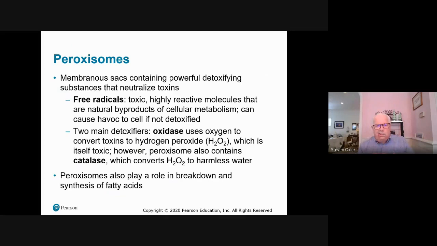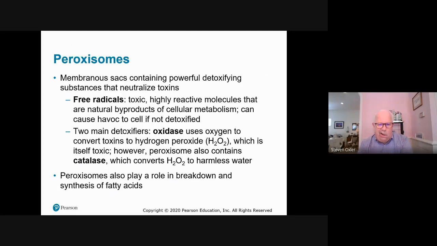Peroxisomes. Peroxisomes are sacs of enzymes, and these enzymes detoxify substances. They are used in detoxifying free radicals. Free radicals are toxic, highly reactive molecules that are the byproducts of cellular metabolism and can cause havoc in cells if not detoxified. Actually, it can cause cancer. So you must get rid of free radicals.